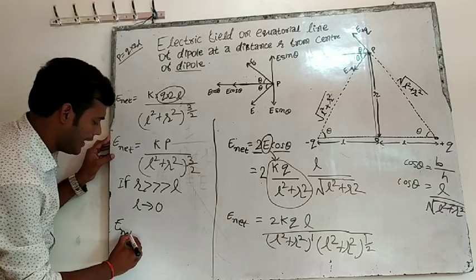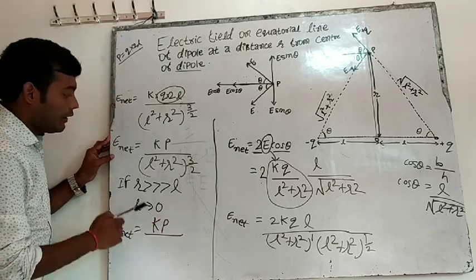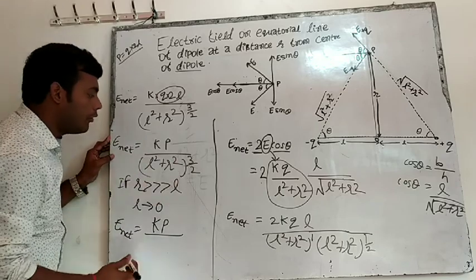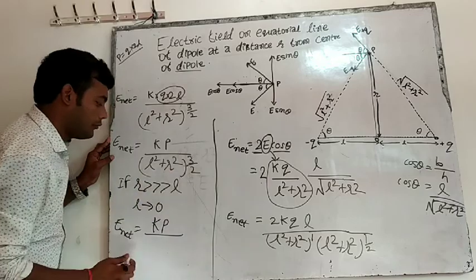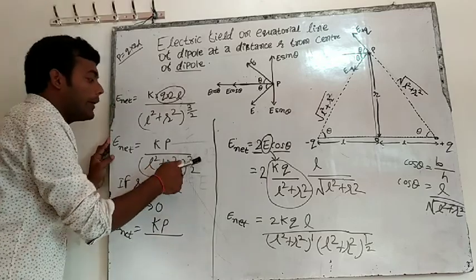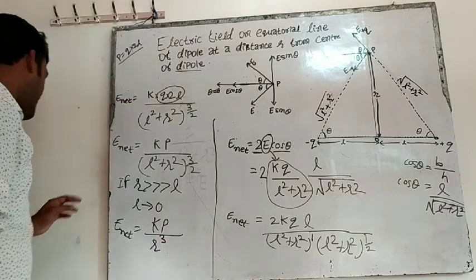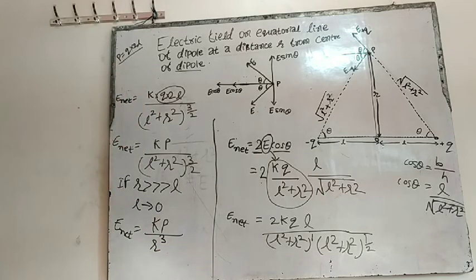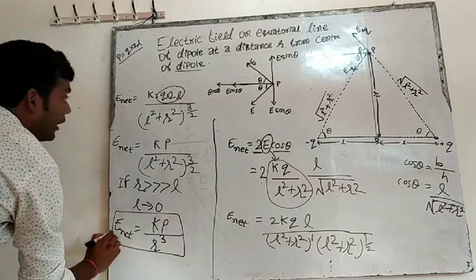E net will be equal to k times p divided by, l is 0, so 0 squared is 0, but this will be r squared to the power 3/2. What will this be? r squared to the power 3/2. The 2 and 2 will cancel, so this will be r cube. So this will be kp by r cube. And this formula you have to understand.